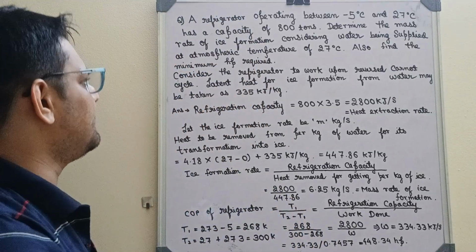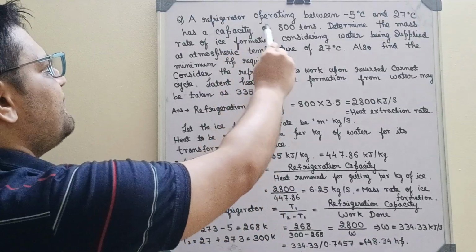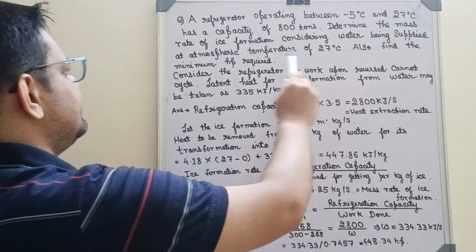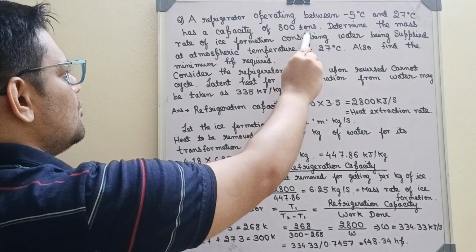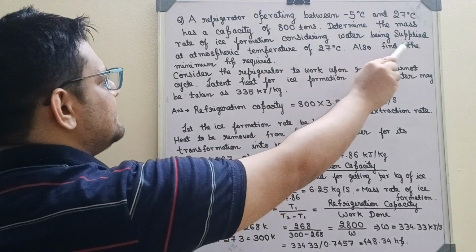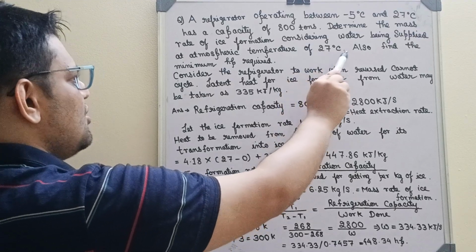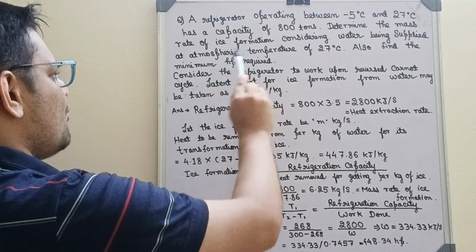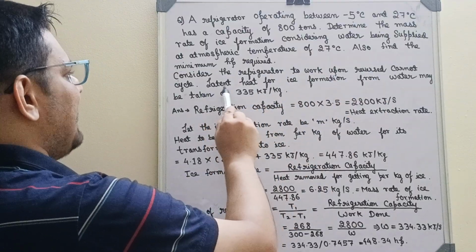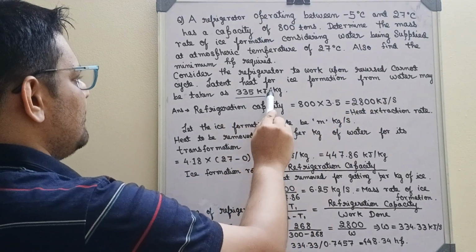So here I will show one numerical regarding a refrigeration system, that is, a refrigerator operating between 5 degrees Celsius and 27 degrees Celsius has a capacity of 800 ton. So determine the mass rate of ice formation considering the water being supplied at atmospheric temperature of 27 degrees Celsius. Also find the minimum horsepower required. So consider the refrigerator to work upon the reverse Carnot cycle. Latent heat for ice formation from water may be taken as 335 kilojoule per kg.